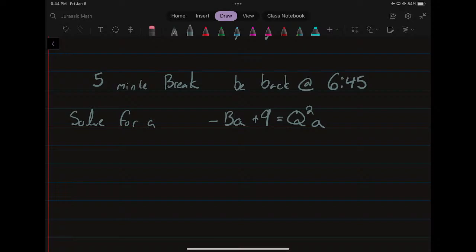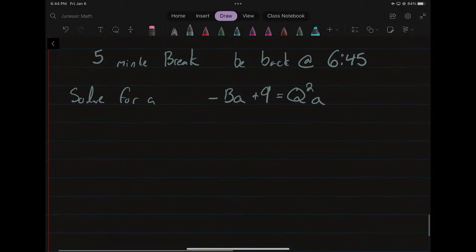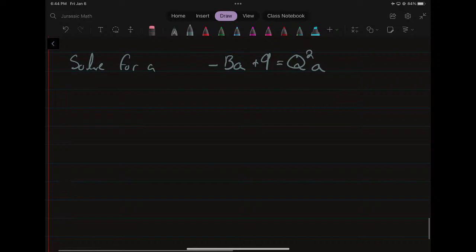All right. I got some water. I'm refreshed. So we're going to start doing a couple of literal equations, because literal equations are a pain. It's just asking you to practice a lot of your house method skills. So here we have an equation, negative BA plus 9 equals Q squared A, and they want to get A by itself.